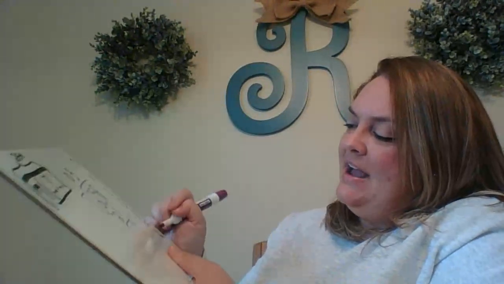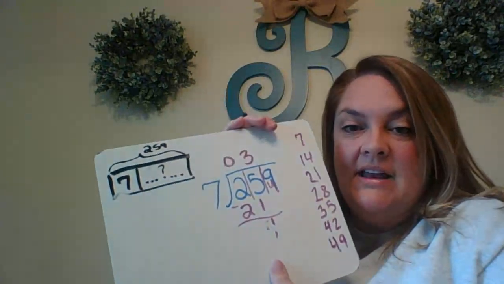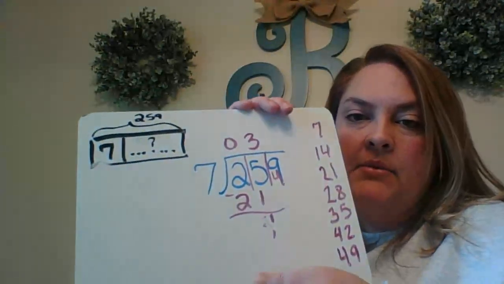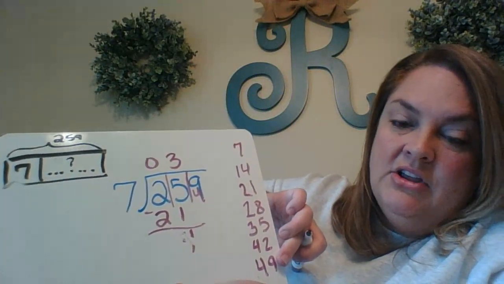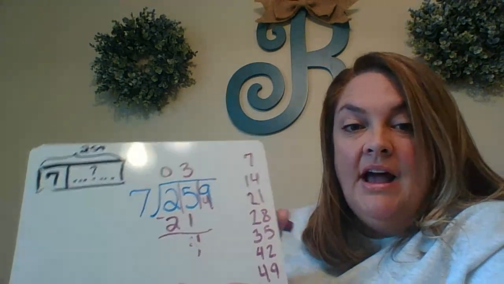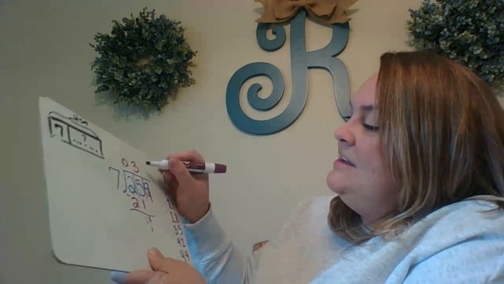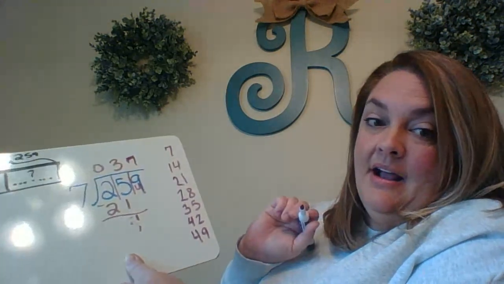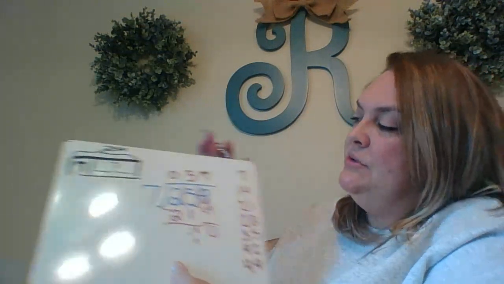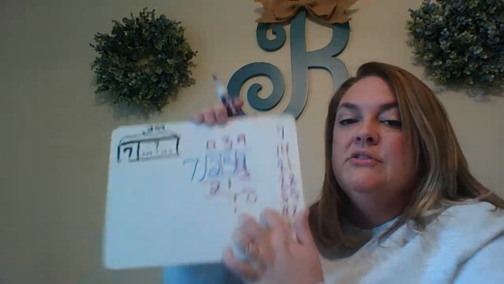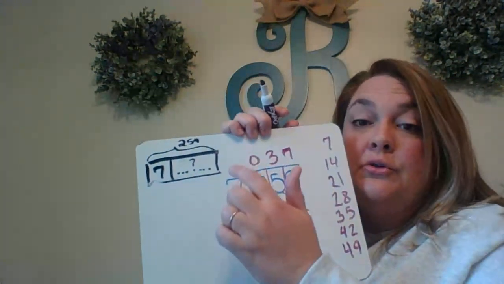I hit 49. Now, if I want to know how many 7s that is, all I have to do is count down my multiples. So that was 1, 2, 3, 4, 5, 6, 7. So 7 times 7 is 49. So 49 divided by 7 is 7. And I got 49, so I can write it under there. I can subtract it, and it comes out to 0, so there's no remainder left over. So right now I have my answer as 37.